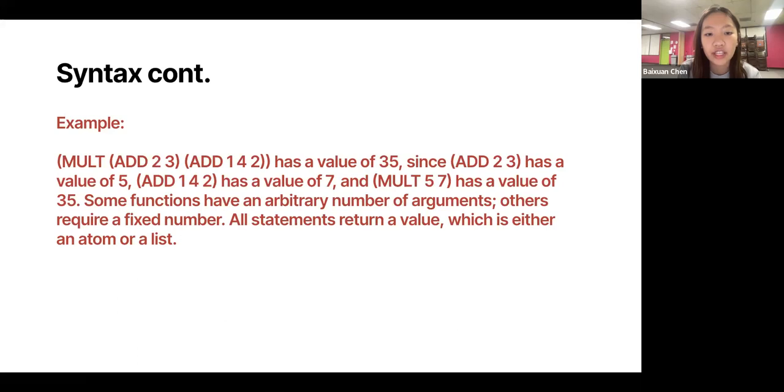mult add 2, 3, and add 1, 4, 2 will have a value of 35, because here we do add 2, 3 first, because we're multiplying this parentheses by this parentheses. So add 2, 3 is 5, and add 1, 4, 2 is 7, so mult 5 times 7, which is 35. So all statements return a value, and it's either an atom or a list.